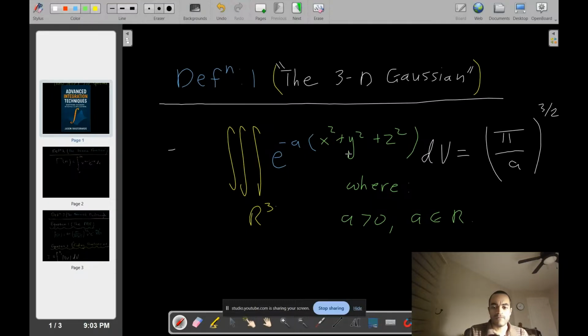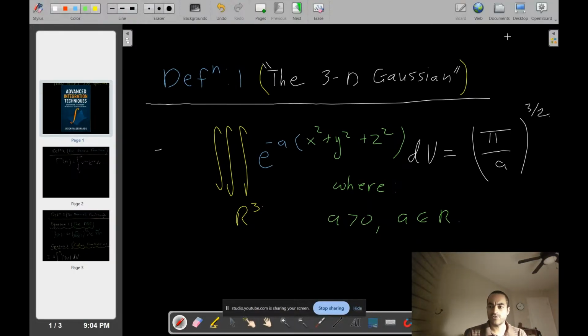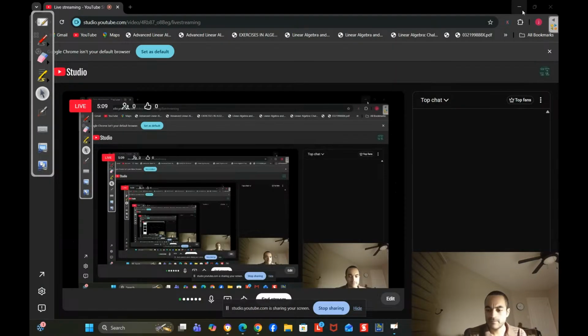Now, we have this triple integral over R3, and we're looking to show that it's equal to pi over a to the 3/2. As I said, we're not going to solve it algebraically. If you want, you can do it in your own time. If anyone has any questions, or wants hints, let me know.